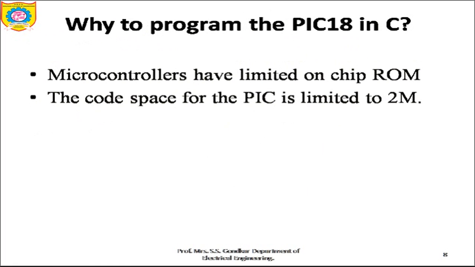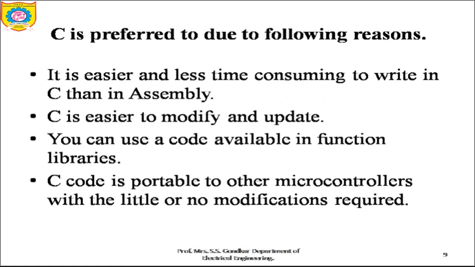So why program the PIC in C? Microcontrollers have limited on-chip ROM, and the code space for the PIC is limited to 2 megabytes. That's the reason we have to use the C language for programming. It is easier and less time consuming to write in C than in assembly language, and C can be modified or updated as per the requirement. You can also use the code available in the function libraries. The C code is portable to other microcontrollers with little or no modification required.